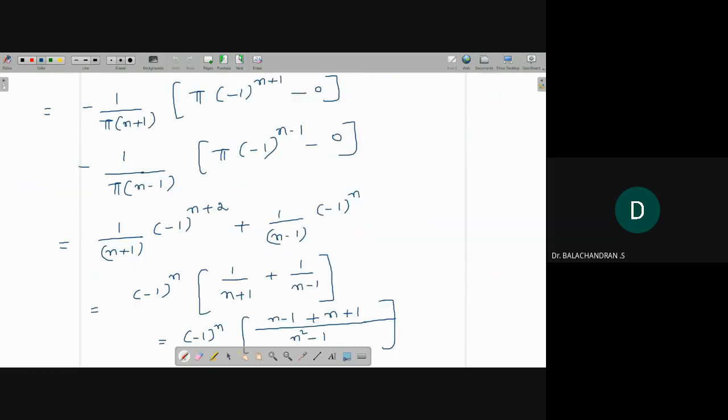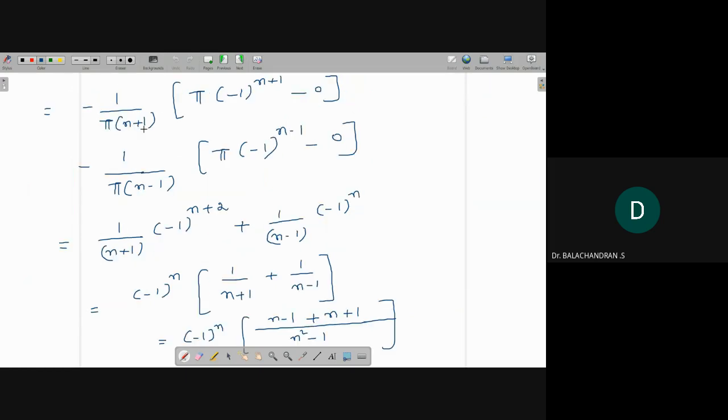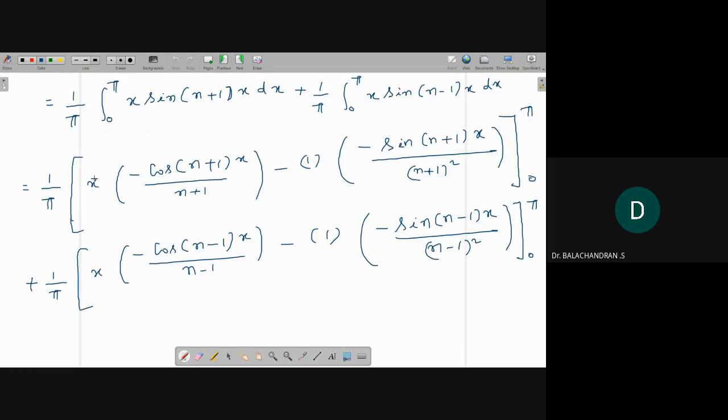Limits. Here, minus 1 by pi into n plus 1. I took it common. You can check it here: minus pi divided by n plus 1. Remaining is what? x into cos (n plus 1) x. When x is equal to pi, so pi into cos (n plus 1) pi. Cos (n plus 1) pi is minus 1 whole power n plus 1.